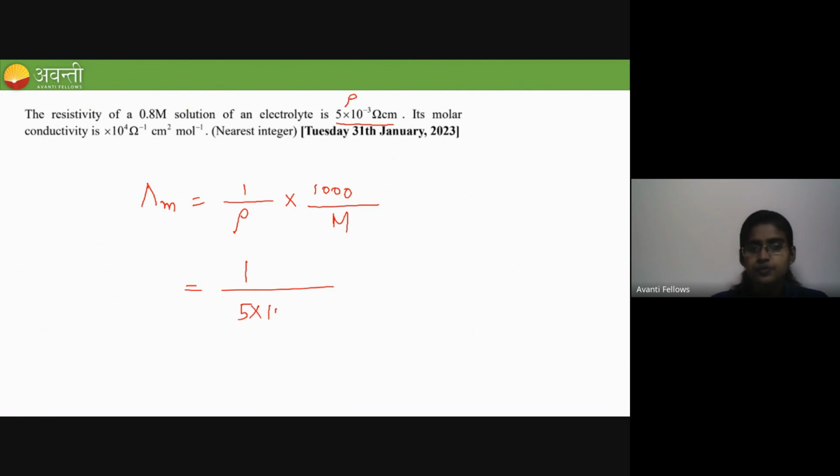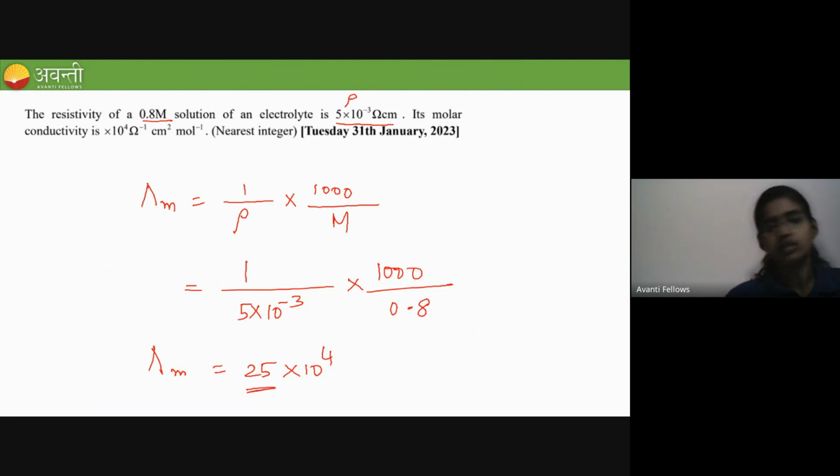It is 5 into 10 power minus 3 into 1000 by molarity. The molarity concentration is also given. It is 0.8 molar. So on substituting and solving, we will get 25 into 10 to the power 4 per ohm centimeter square per mole. Okay. So the correct answer is 25. Got it?